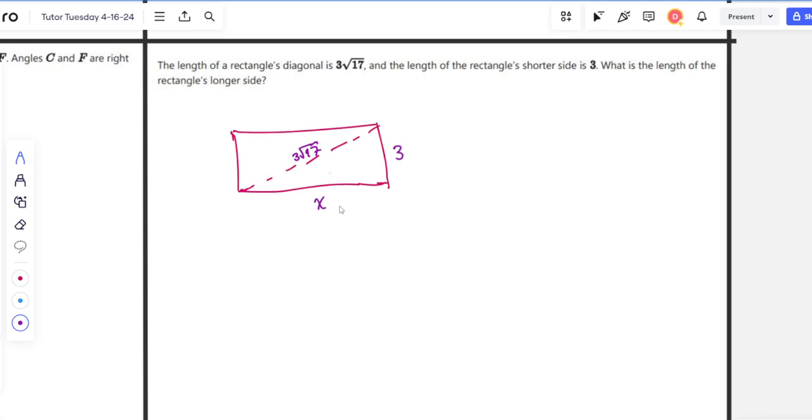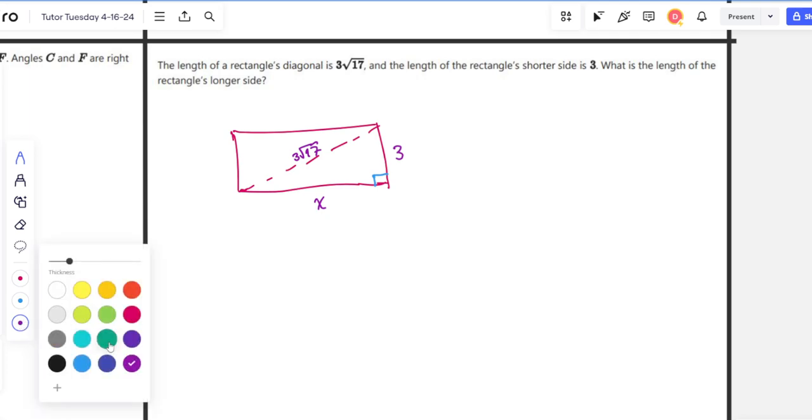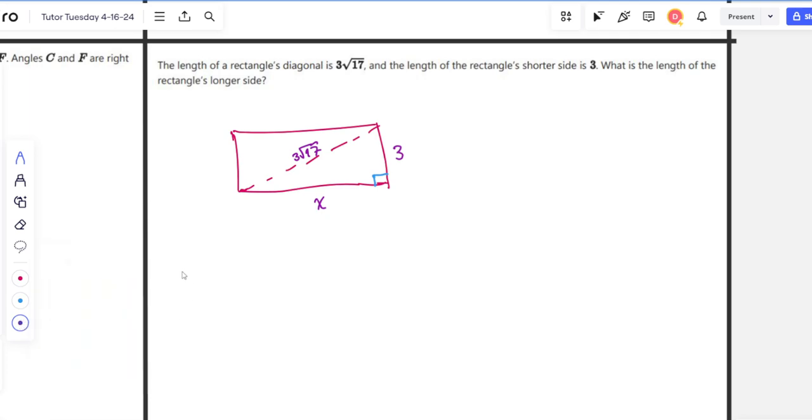I think you guys know where we're going to go with this, right? A rectangle has 4 right angles. That means this is a right angle. That means we can apply which theorem? You already know it. The Pythagorean theorem states that the square of the legs is equal to the square of the hypotenuse. A squared plus b squared equals c squared.